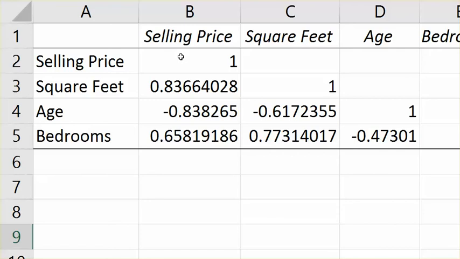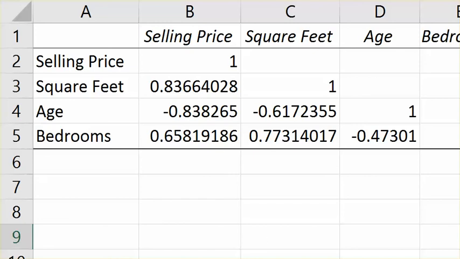Which one gets into the model first? Which one do we analyze first? Well, it's the one that has the highest correlation: selling price, square footage, age, and bedrooms. And we can see right here that age has a slightly higher coefficient of correlation than square footage. So that'll get into the model first.